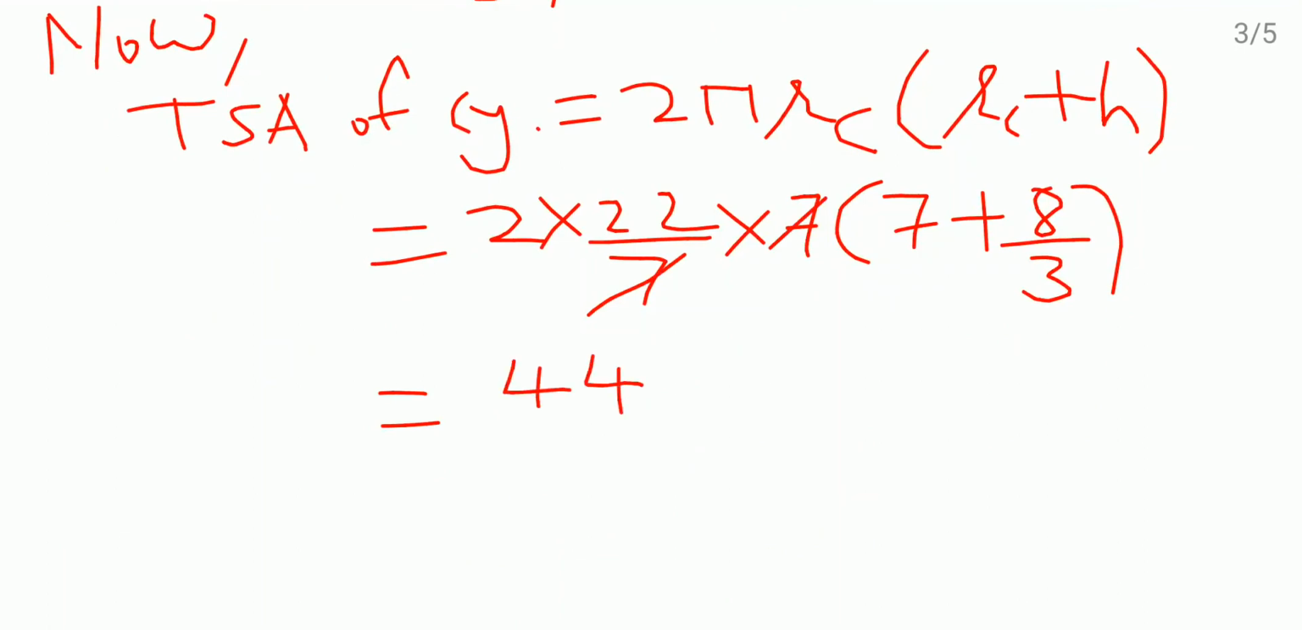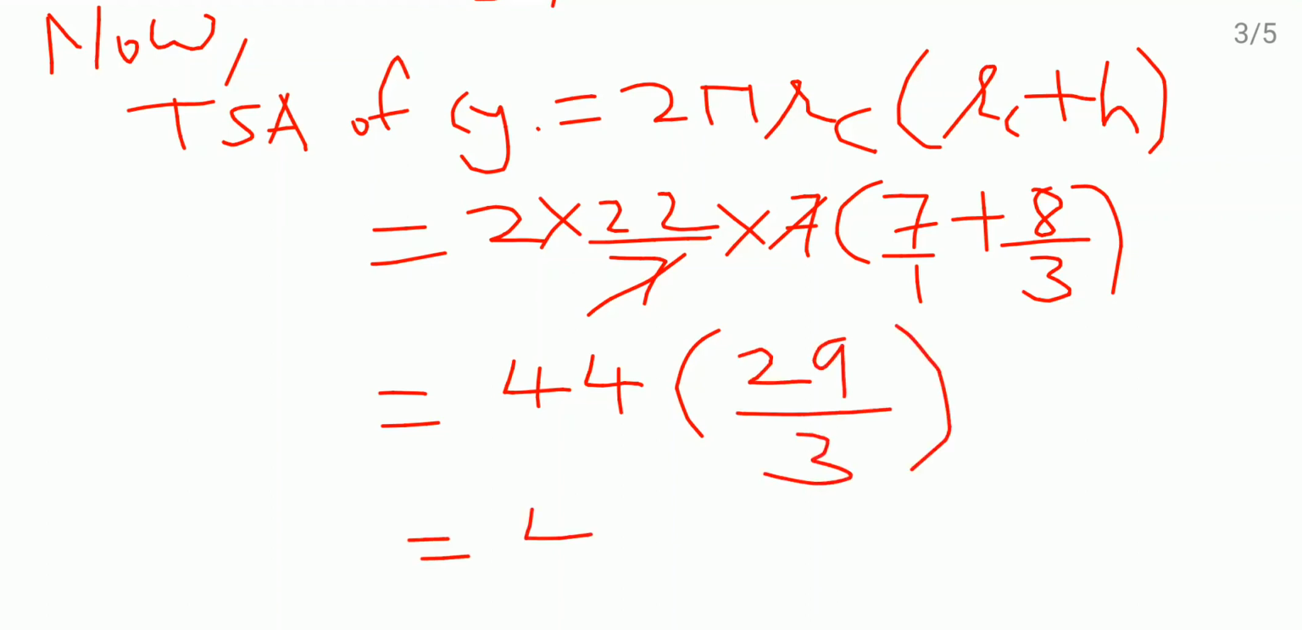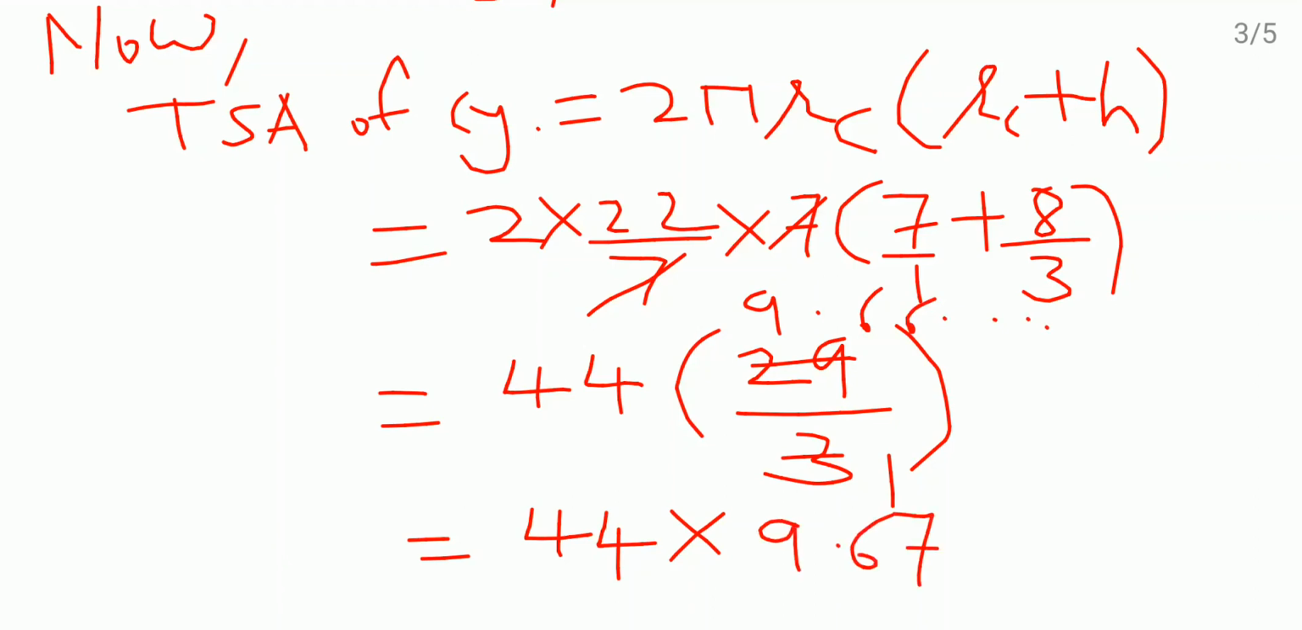This is 44. Now we will do the LCM here. 7 threes are 21, 29 over 3. So we'll divide it. 3 ones are 3, 3 nines are 27, 2, 3 sixes are 18, and it will keep on going. That means 9.67. Correct. Now we'll multiply it.